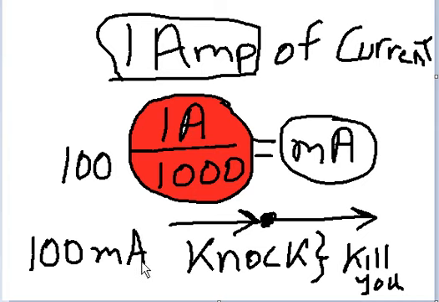So if you get 100 milliamps going for current, that could kill you if it goes through your heart. But if it doesn't go through your heart, for definite sure, it's going to knock you down. That's very powerful stuff.